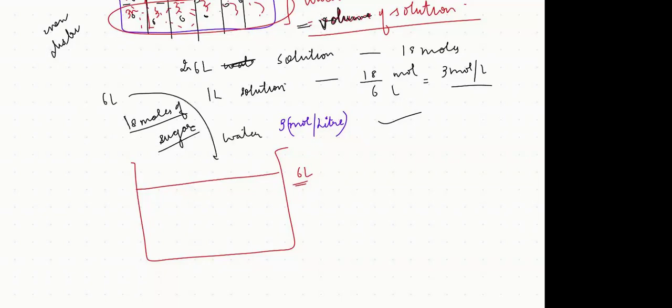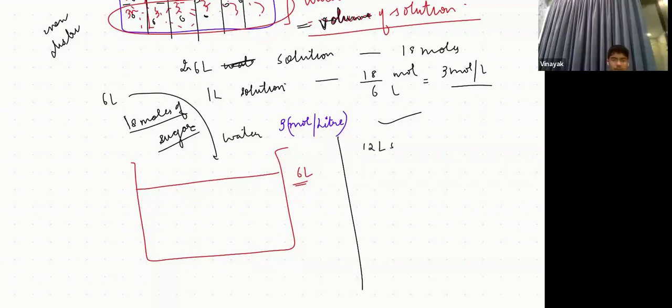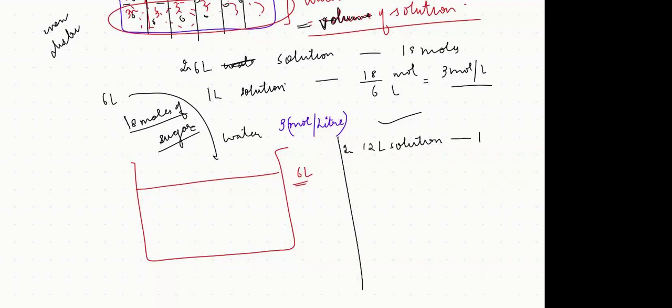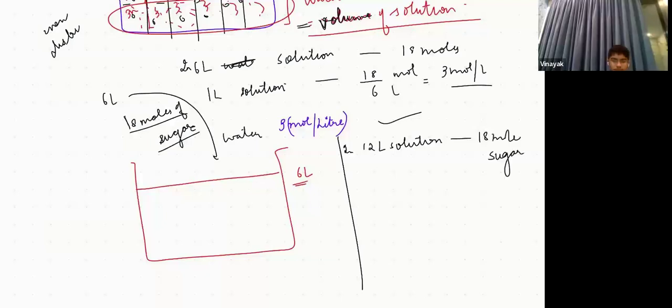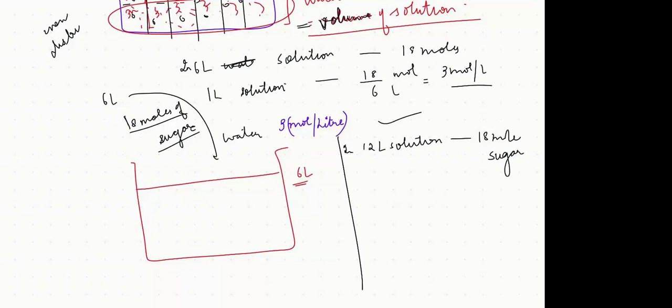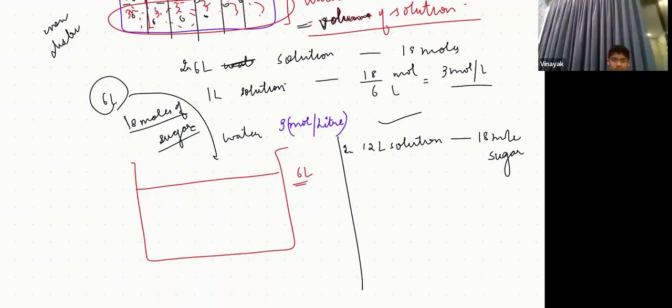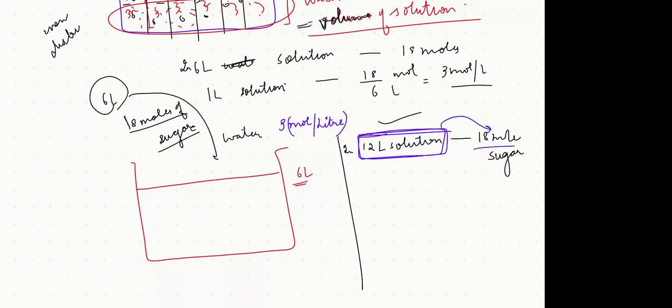I'm increasing the volume. So that becomes a 12 liter solution. In that 12 liter solution, we would have 18 moles of sugar, because sugar I have not added. Sugar is still the same. I have just added water from outside. So we have 12 liter solution, and we would have 18 moles of sugar in it. So how much per liter of sugar do we have? 18 by 12, 1.5 moles.